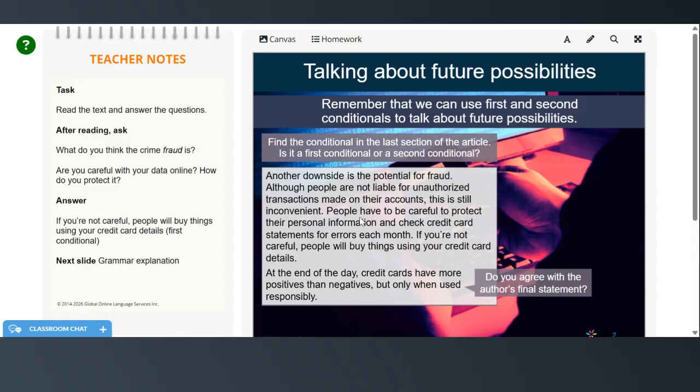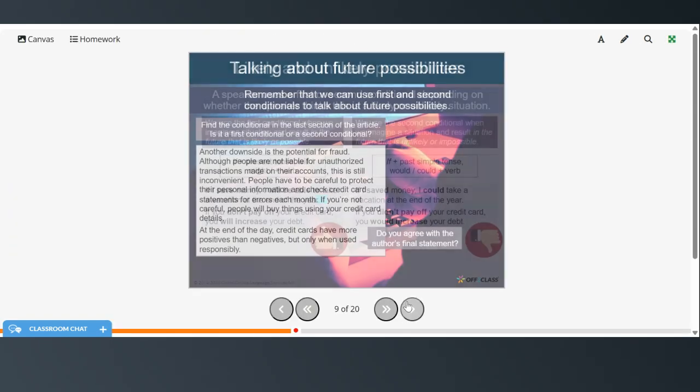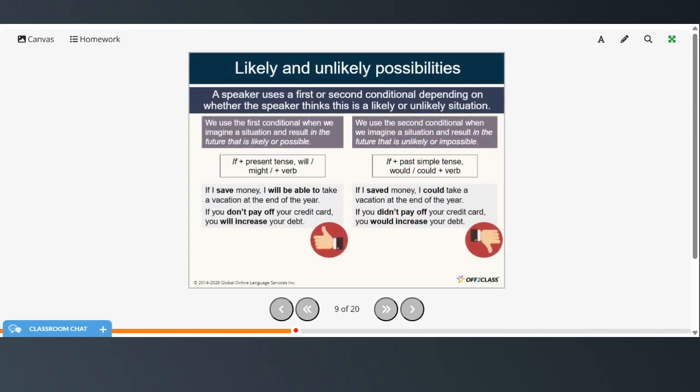And our conditional was, if you are not careful, people will buy things using your credit card details. So, likely and unlikely possibilities.